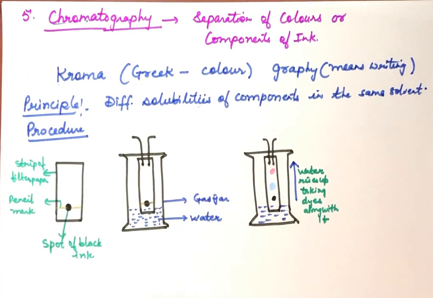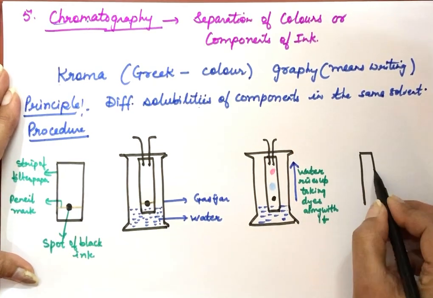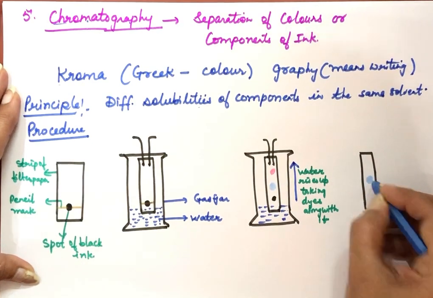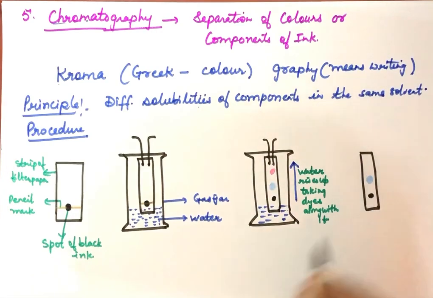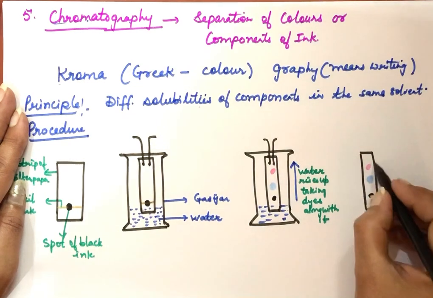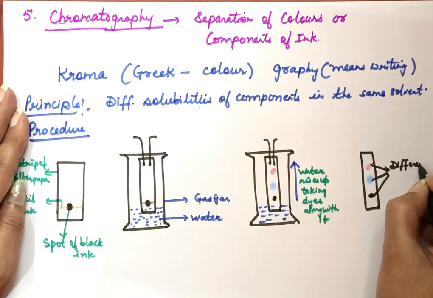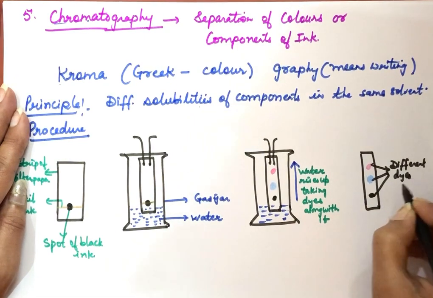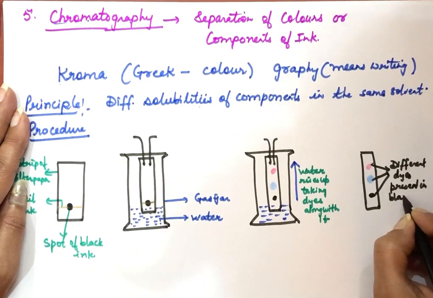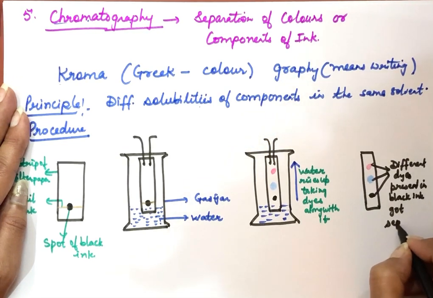Now we'll remove this strip from the jar. When we take out this strip, what we see on the strip is different components. This is the blue one here, black one, and then I had drawn the pink color here. So different colored components are here. These are different dyes present in black ink. In black ink these dyes were there, and with the help of this method they got separated.